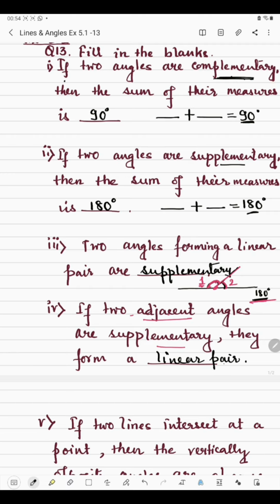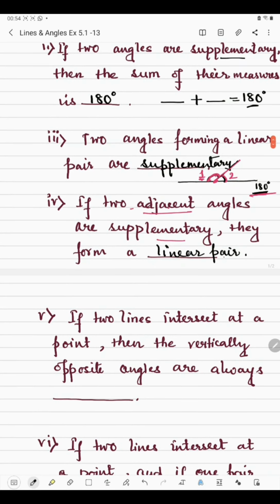Okay. Now coming to the fifth part, if two lines intersect at a point, suppose two lines are there, and suppose these two lines intersect over here, say at point O, then the vertically opposite angles are always dash. Now if two lines intersect at a point, then we know that the angles form in an opposite way. Like here, if I say this is angle 1, this is angle 2, this is angle 3 and this is angle 4.